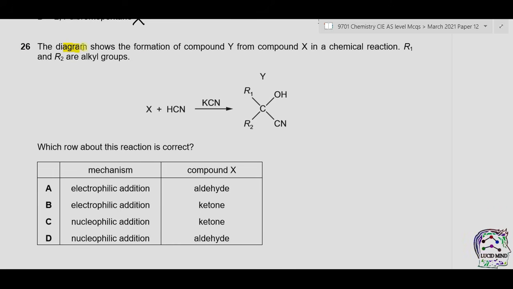Question 26. The diagram shows the formation of compound Y from compound X in a chemical reaction. R1 and R2 are alkyl groups. We can see that X reacts with hydrogen cyanide in the presence of potassium cyanide to form hydroxynitrile. Which row about this reaction is correct? We have to find out the mechanism and structure of compound X. Now OH and CN are always attached to the carbonyl carbon, and this carbonyl carbon is directly attached to two alkyl groups, so therefore this is a ketone.